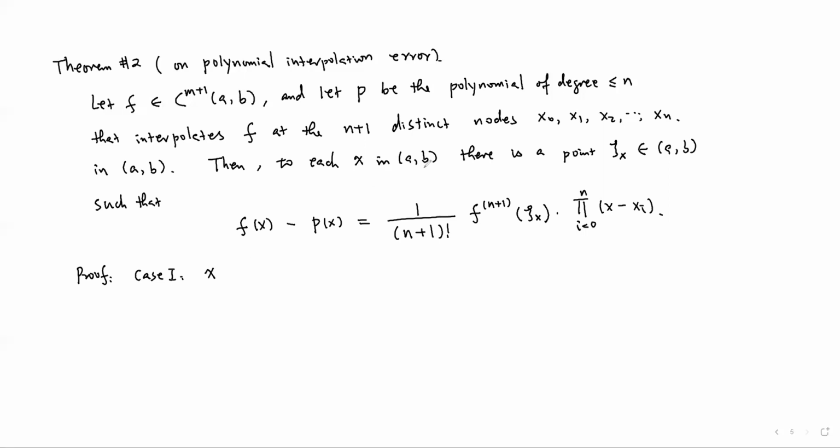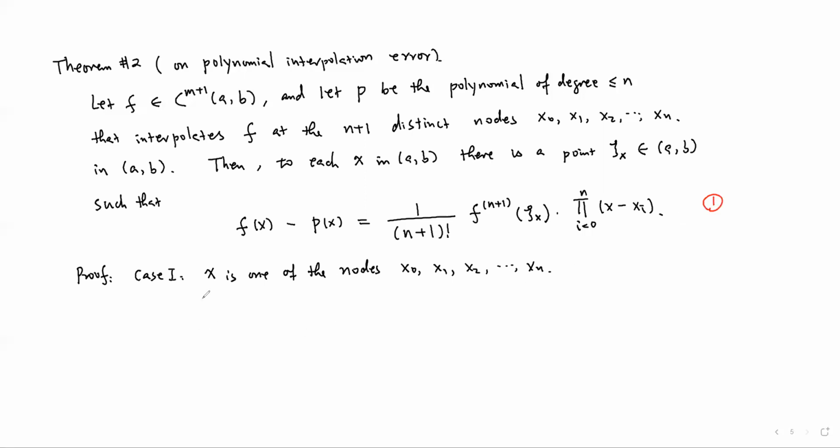X is any point in the open interval. X is one of the nodes. We call x0, x1, x2, ..., xn the nodes. If x is one of the nodes, then this polynomial identity is true. It is easy to see that.